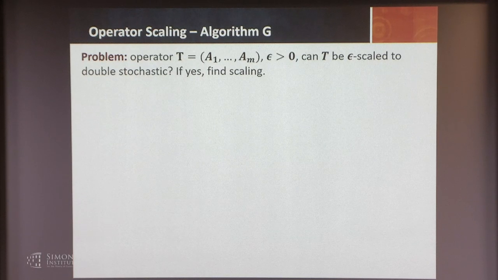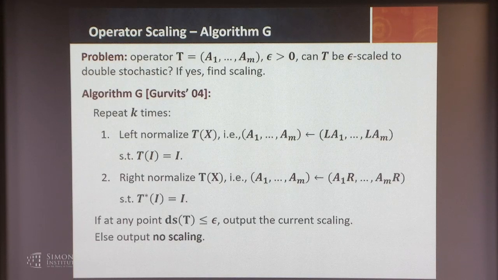So, Gurvits, after lots of generalizations, came up with this problem, and he also came up with the algorithm, which is, well, again, repeat K times. If my T of I is different from the identity, let's just normalize it. How do you normalize? You multiply on the left all of the matrices by some invertible matrix to make T of I equal to the identity. Now, you're going to mess up the dual. Once you mess up the dual, what do you do? Well, normalize the dual, and make T dual of I equal to I. And you keep repeating this. And if at any point you get epsilon-close to doubly stochastic, you output the current scaling, otherwise you just output no scaling.